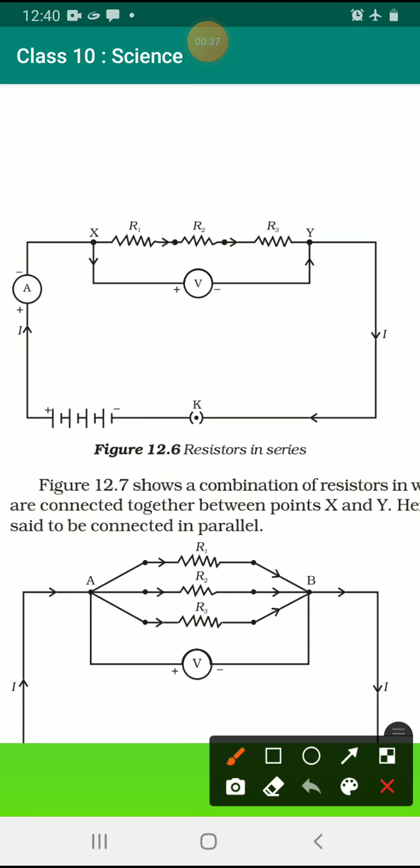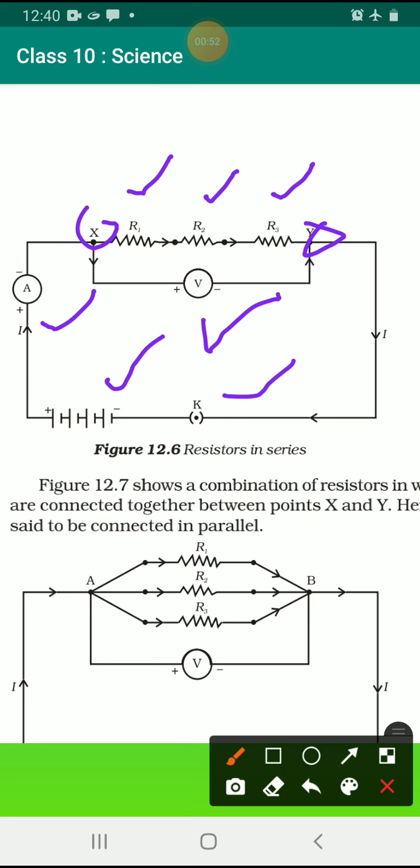And what are the things we needed here? There are some series resistors, for example R1, R2, R3, and a voltmeter is connected across the two ends. Then the ammeter is also connected, and the battery and the plug key, and this is the conventional direction of current. So these things we have discussed in our previous class.